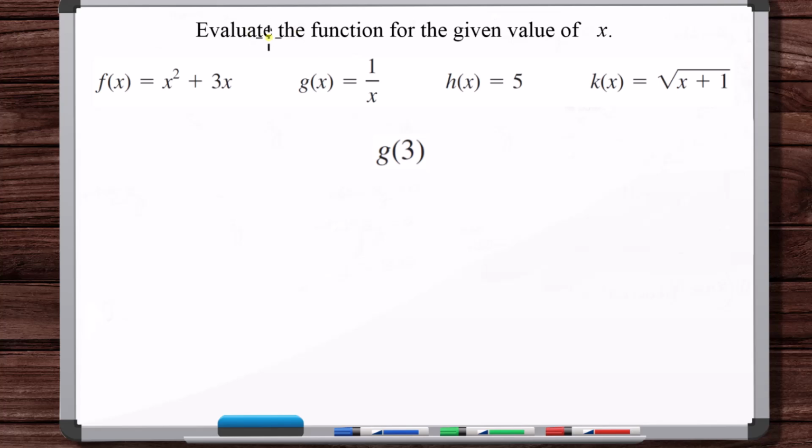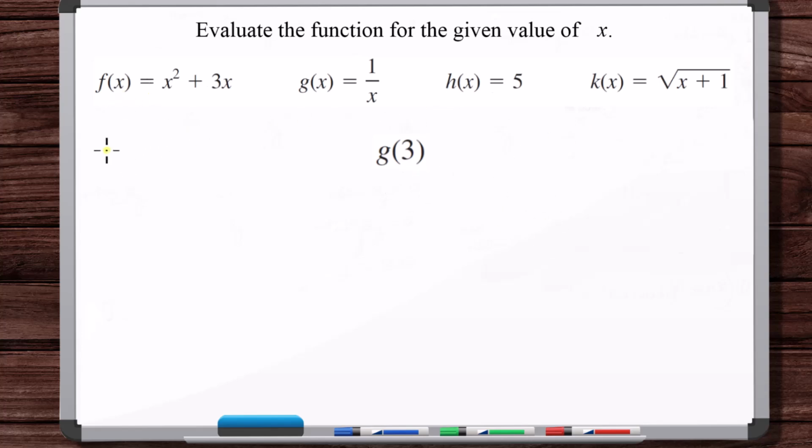Okay, for these problems, we want to evaluate the function for the given value of x. So what is g of 3? And here's g of x. What is g of 3? Well, first let's remember what function notation is. It's a very useful notation that you can use since you've got this variable on one side by itself in an equation. Since you can put it into that form with the other side just being equal to the input variables, you can write it with this machine notation here.